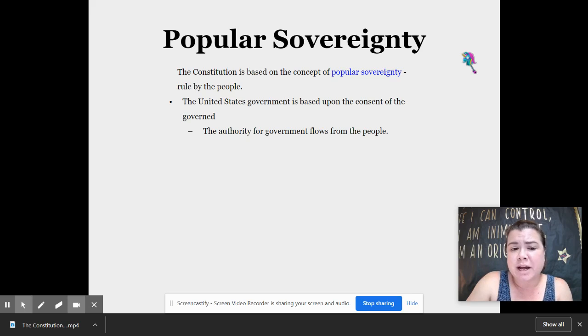It's this concept of rule by the people. So the government gets its consent to govern the people from the people. So that's where our ideas of voting and democracy come into play. So popular sovereignty just means rule by the people.